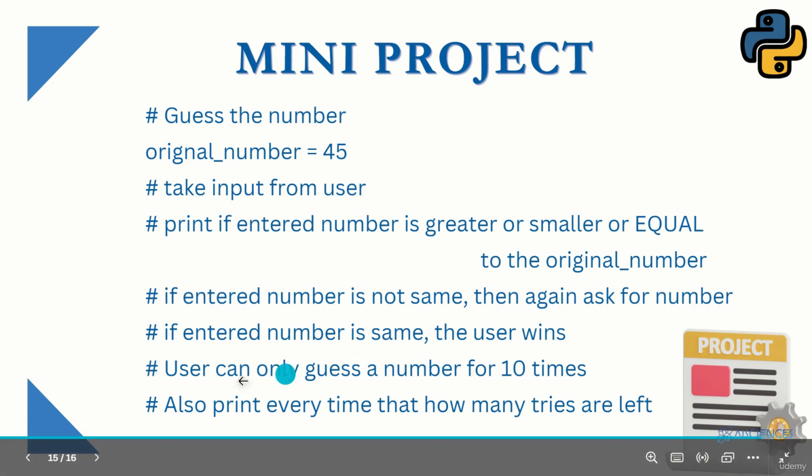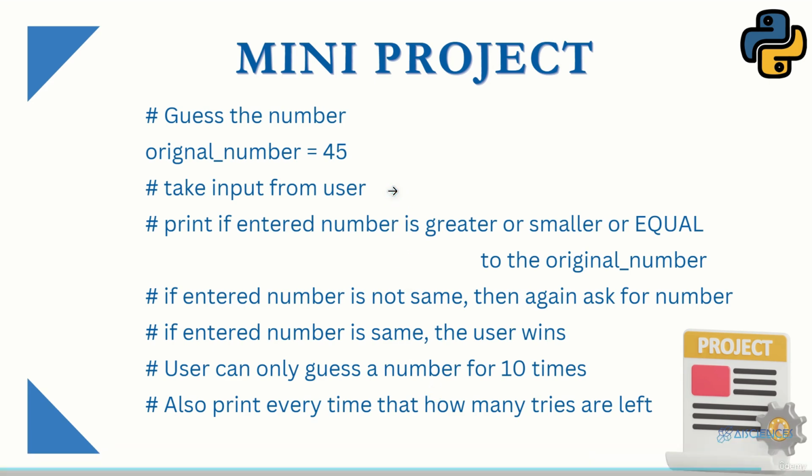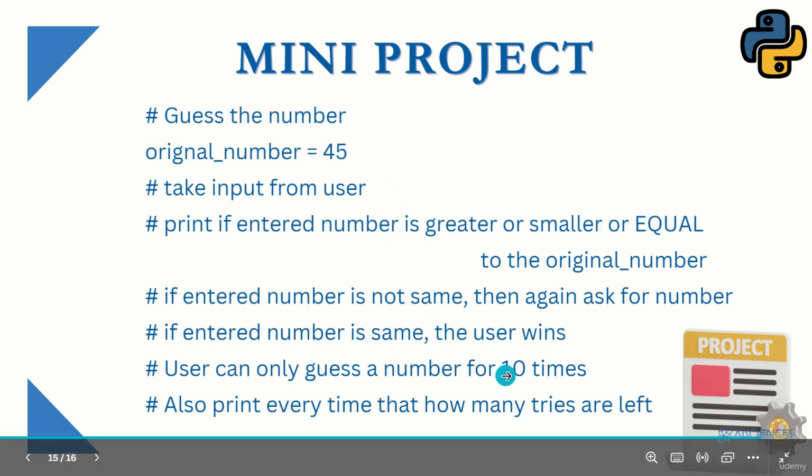And finally, for every iteration, we should print how many tries are left. For example, for the first time I say 90, then I say 20, then I say 10. So I exhausted my 3 tries, and only 7 tries are left. So for every iteration, it should mention that these many tries are left, right? So I hope you understood the game.